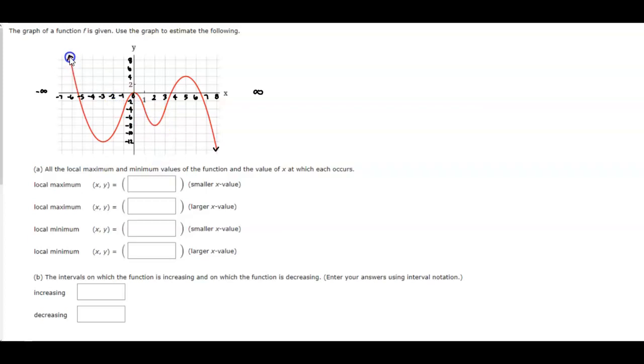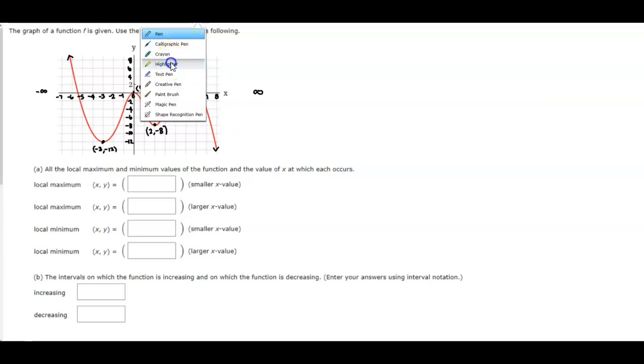So starting here on the left-hand side of the graph, we're going to go down, and then the first turning point is at the ordered pair of negative 3, negative 12. Okay, and then we now increase up to the next turning point, and that turning point is at 0, 0. And then we're going to go down, and that next turning point is going to be at 2, negative 8. And then we're going to increase up to the next turning point, which is at 5, 4.